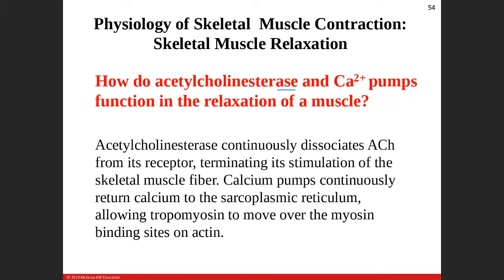Okay? And then our calcium ion pumps will continuously pump calcium from the sarcoplasm back into the sarcoplasmic reticulum. It removes it from the sarcoplasm. And what lives in the sarcoplasm? Actin and myosin.